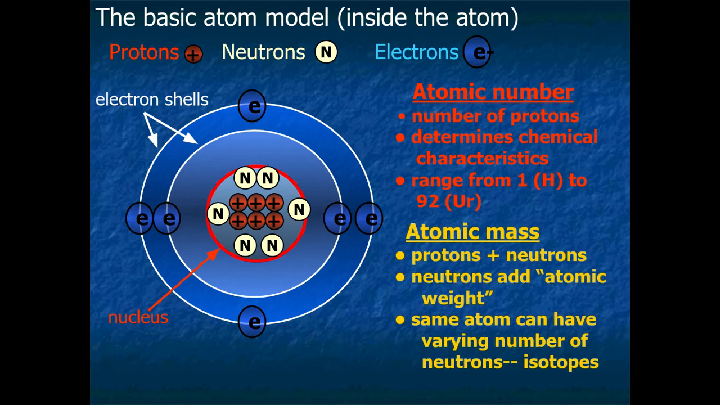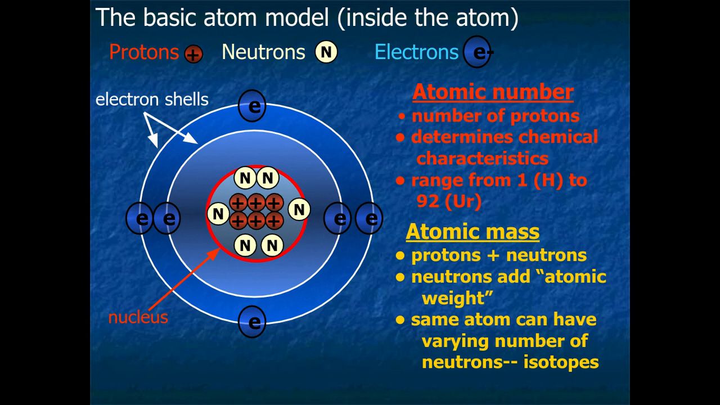Now, the atomic mass is the weight of the atom, and the weight of the atom is determined by looking at the number of protons plus the number of neutrons. So we would say the atomic mass is protons plus neutrons. What the neutrons do is they are electrically neutral, and they basically add weight, or atomic weight, to the atom. Although the protons will always remain the same number, the same element or atom can have differing numbers of neutrons.